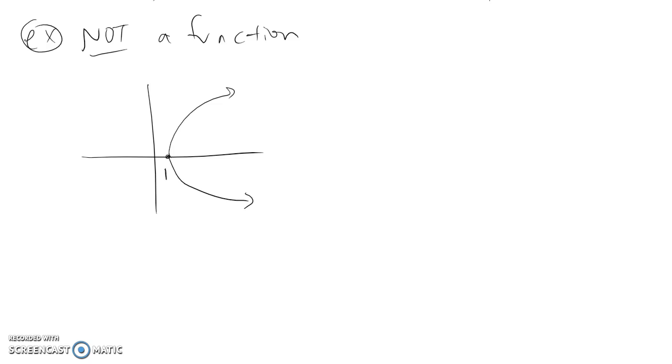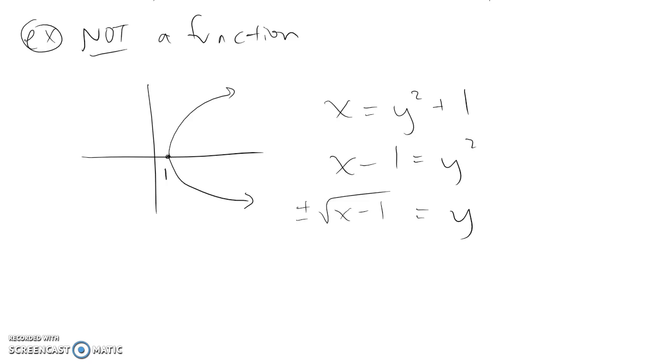Here's 1 on the x-axis, and its equation, notice it's not a function, so I can't use f of x, is x equals y squared plus 1. Let's take this equation and solve for y. I'm going to subtract 1 on both sides, and then I'm going to take the square root. It's important to note that when I take the square root, it's going to be positive or negative square root of x minus 1 equals y.